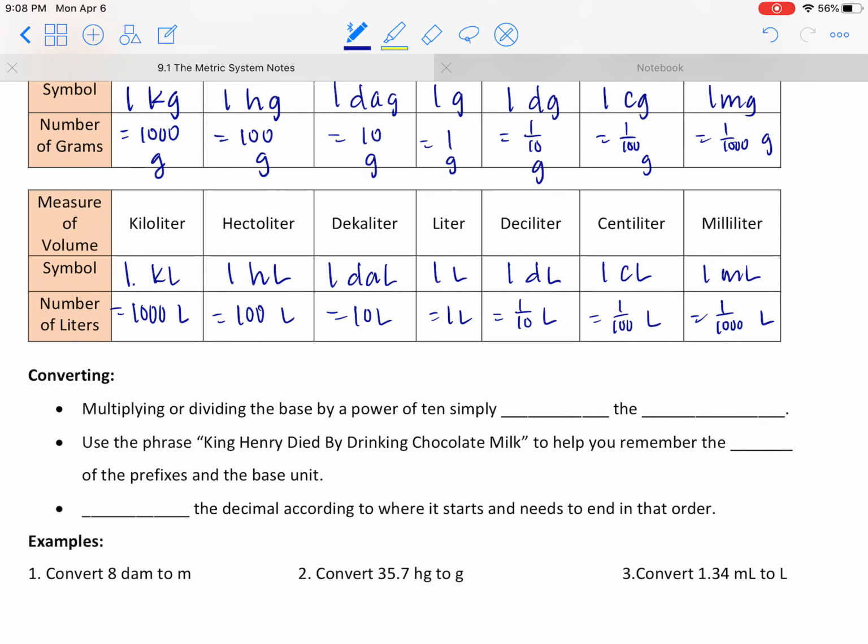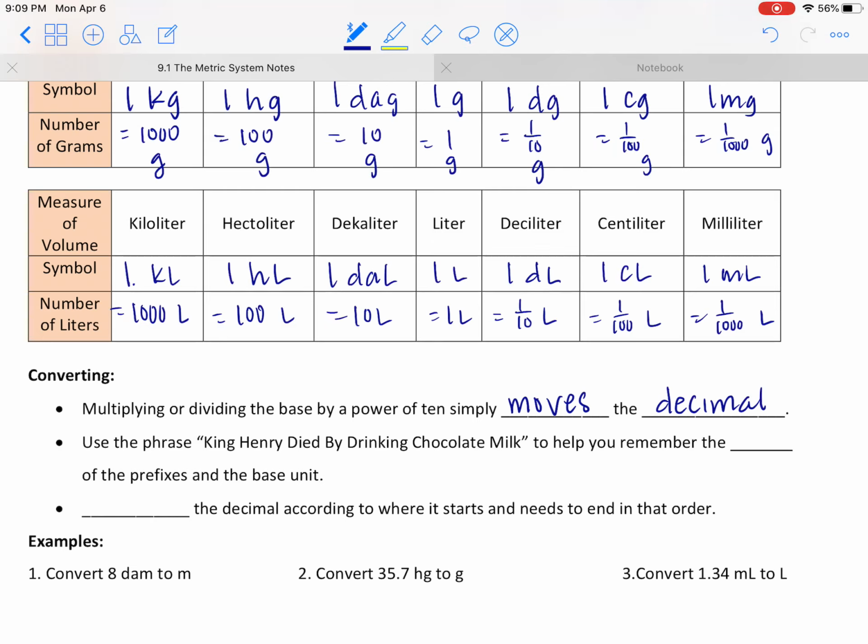So when you're converting within this metric system, if you're multiplying by a power of 10 or dividing by a power of 10, really all you're doing is moving the decimal to the left or to the right. Okay? So multiplying or dividing the base by a power of 10 simply moves the decimal. So these conversions are really simple.